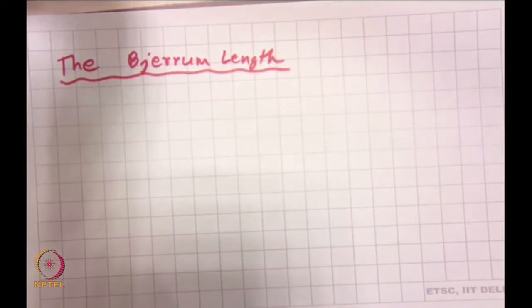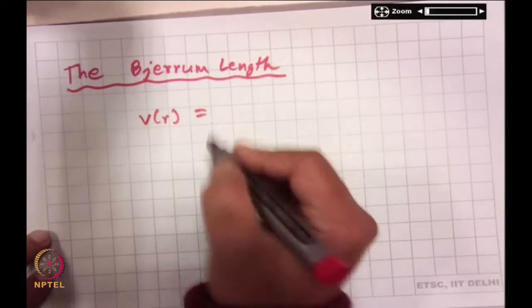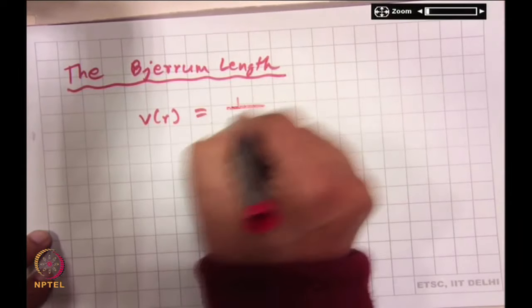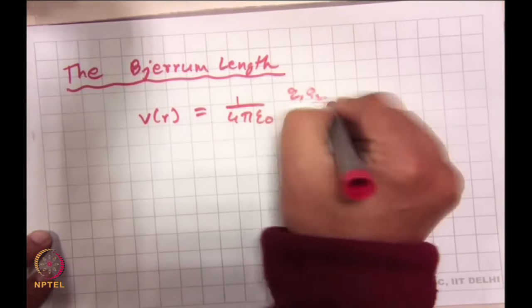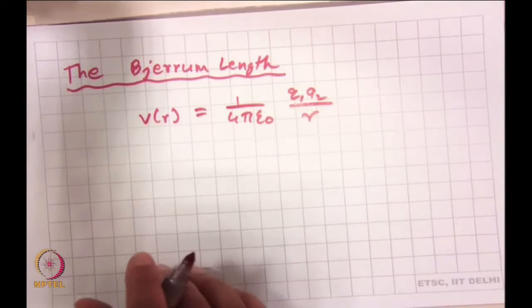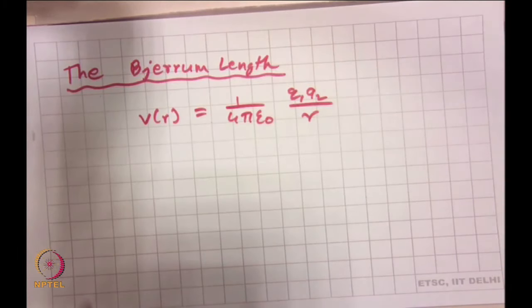Have you heard of this before, the Jerome length? So let us see what it means. You already know this, right. V of R is equal to 1 by 4 pi epsilon 0 q1 q2 by R. Okay, we already have seen this. Now what does the Jerome length say?